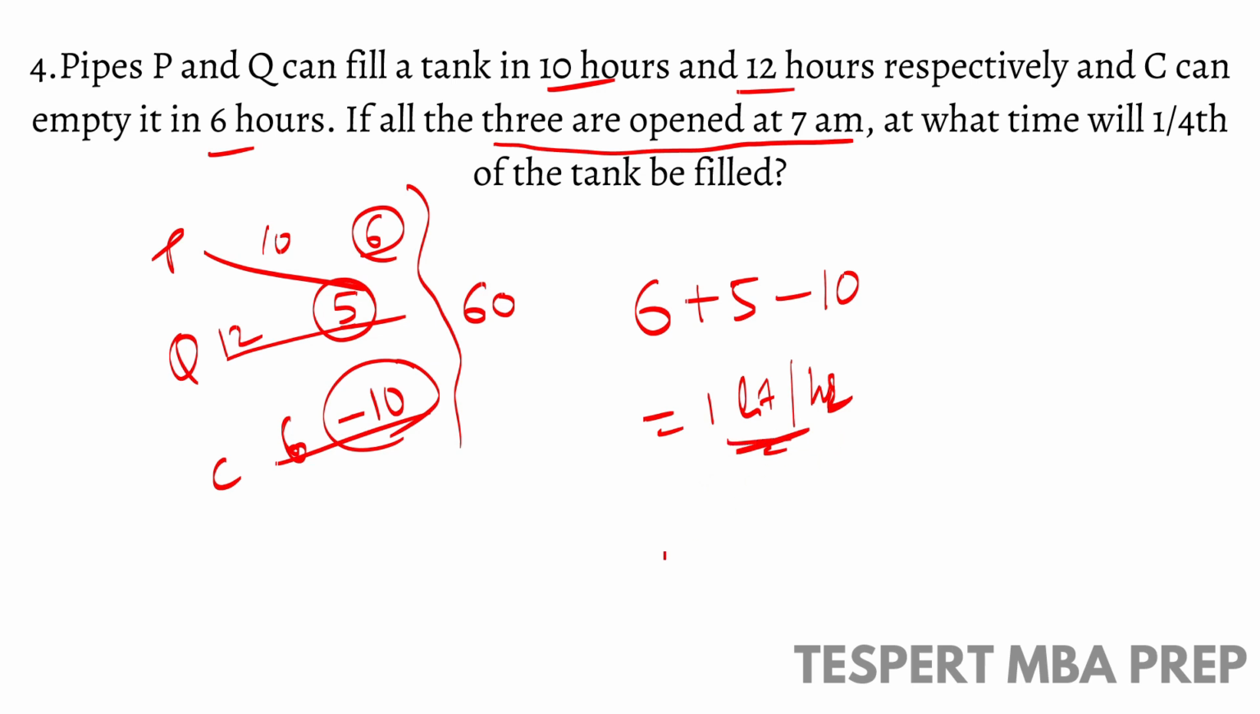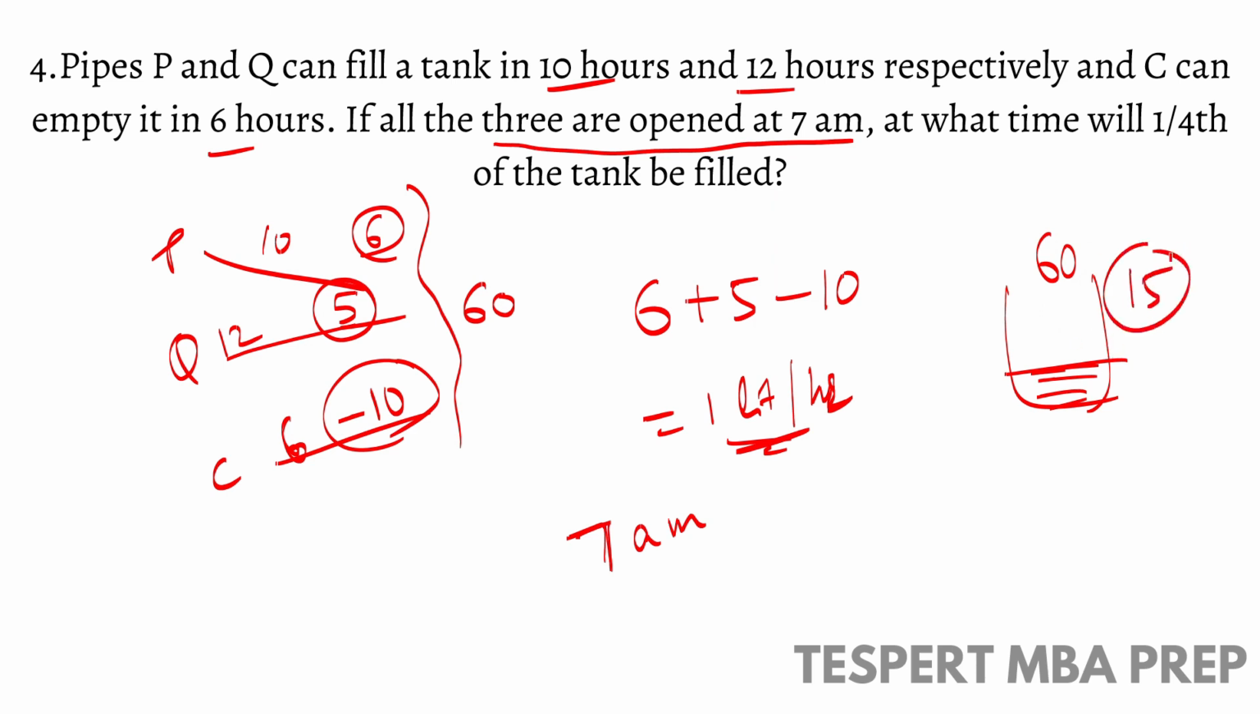But we are asked, these three are opened at 7 am, at what time will 1/4 of the tank be filled? We are asked to calculate only the 1/4 of the tank that is filled. So all the pipes are opened at 7 am. As the capacity of the tank is 60 liters, 1/4 of the tank is 15 liters. 15 liters, right?